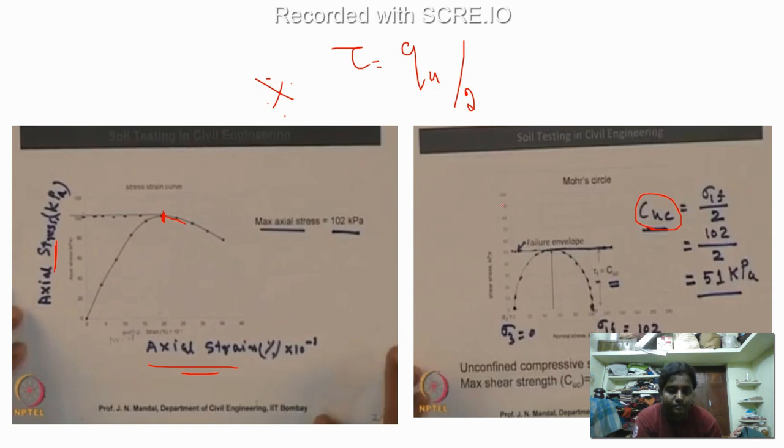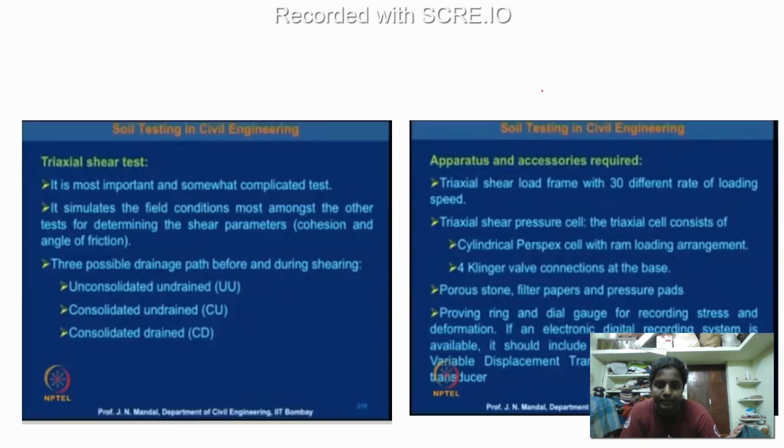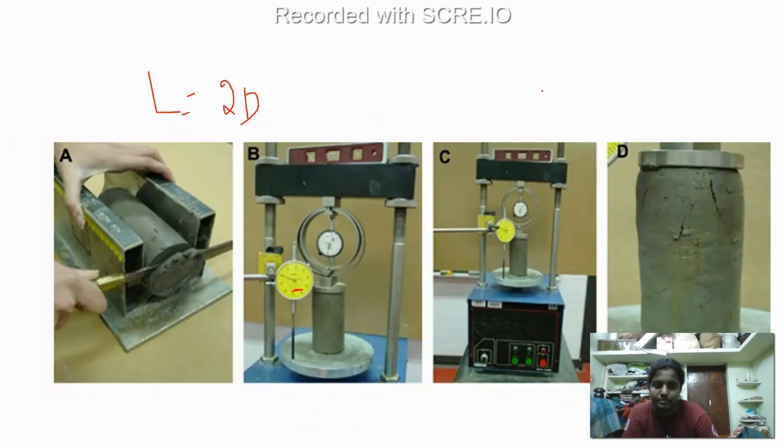How is that? You can see this is a graph between your normal stress and shear stress. This point is going to be the maximum stress that you have obtained, for example, 102. Okay, you got this point. This other point is always zero, because that is your confining stress. In unconfined compressive strength, there is no confining stress. This is going to be zero, so this stress is going to be 0, sigma 3.